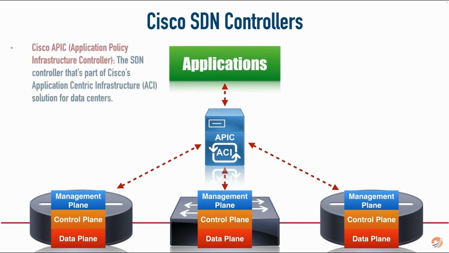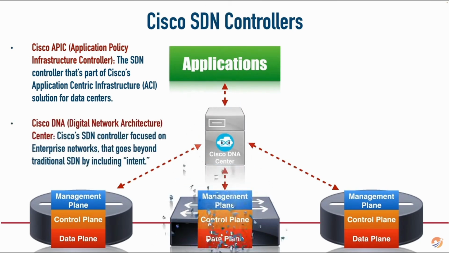In the data center, I'd like you to know that the SDN controller of choice is the Cisco APIC. That's the Application Policy Infrastructure Controller. That's part of Cisco's ACI, or application-centric infrastructure, that they have for data centers. But in the enterprise, instead of using a Cisco APIC, which is going to be talking typically to Nexus devices, we're going to use Cisco DNA Center, where DNA stands for Digital Network Architecture. This allows us to do that intent-based networking that I was talking about.